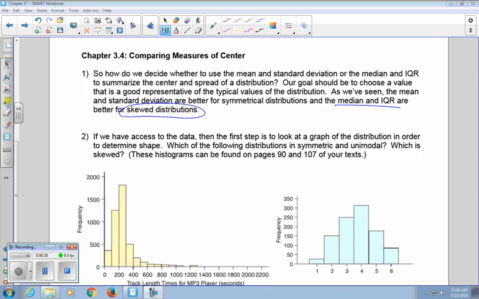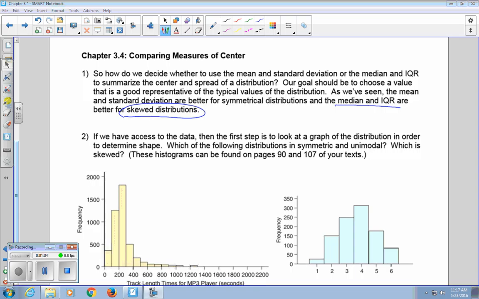So if we have access to the data, the first step will always be to look at a graph. Computer software will give you the mean and median regardless of the shape of the distribution and won't tell you which one you should use. So it's your responsibility to look at the graph to make a good decision about what is the right way to summarize your data.